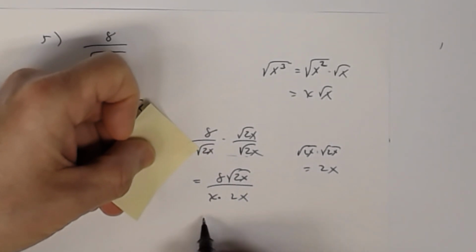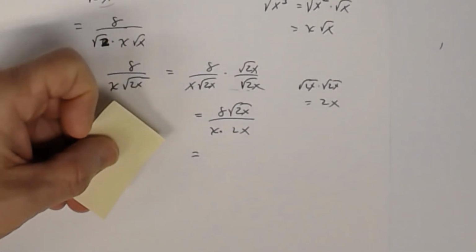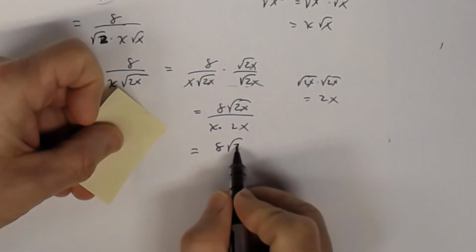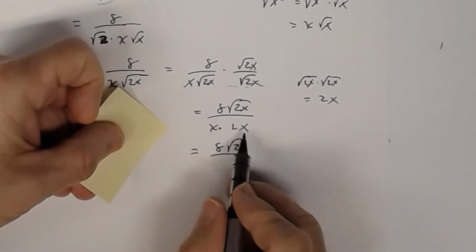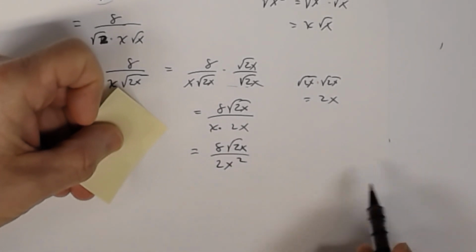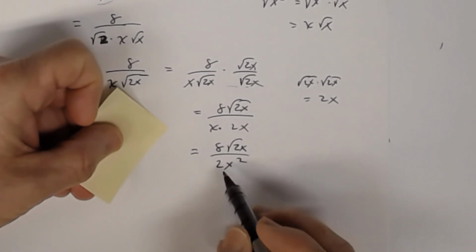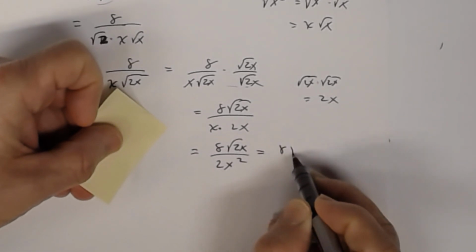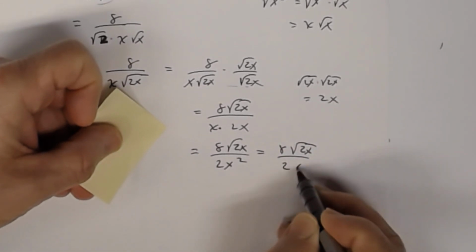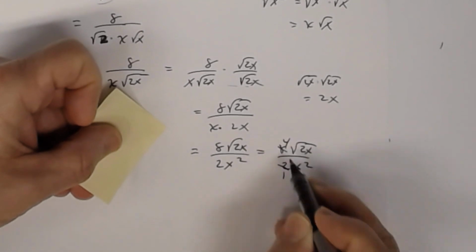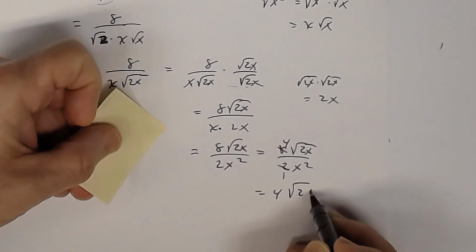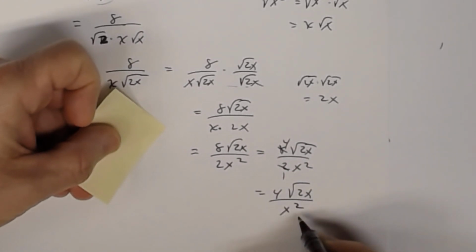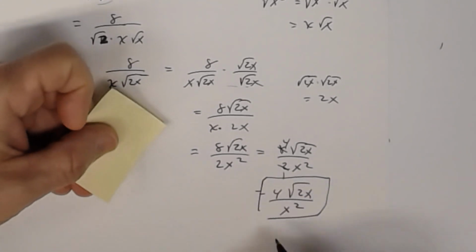Let's go ahead and do this. So let's go ahead and write this now as 8 square root of 2x, and we know that x times 2x is 2x squared, okay? And then we can reduce the 8 into 2, just like this. And so I get 4 square root of 2x divided by x squared. And that's your answer. You cannot do anything else.